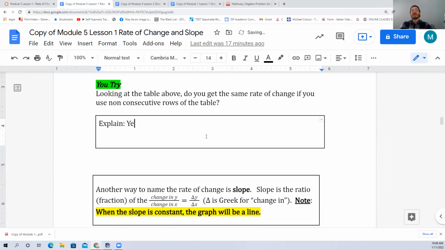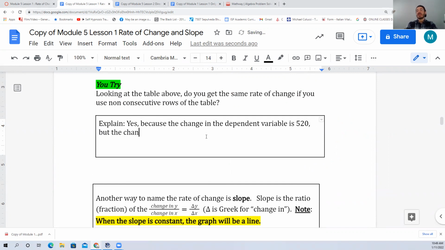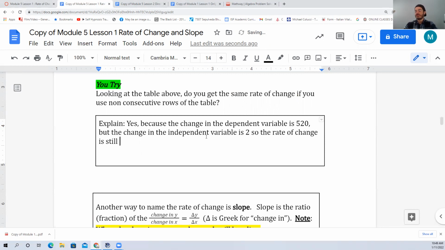I would say something to the effect of yes, because the change in the dependent variable is, what did I say, 520? But the change in the independent variable is 2. So the rate of change is still 260. That works, right? Okay. Another way to name the rate of change is slope.